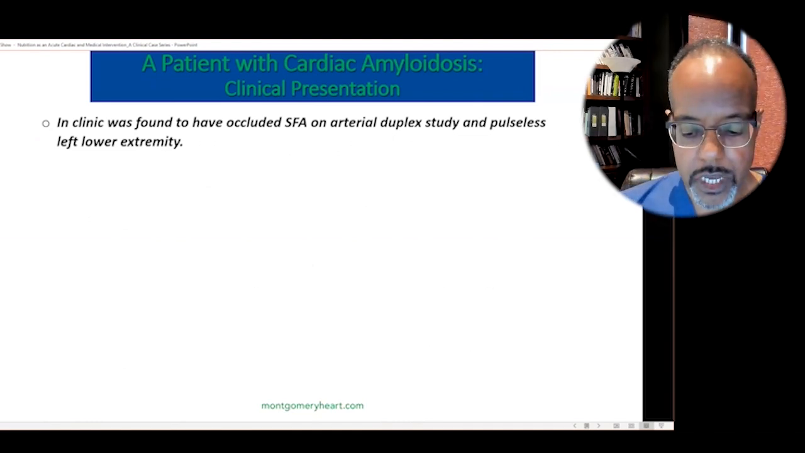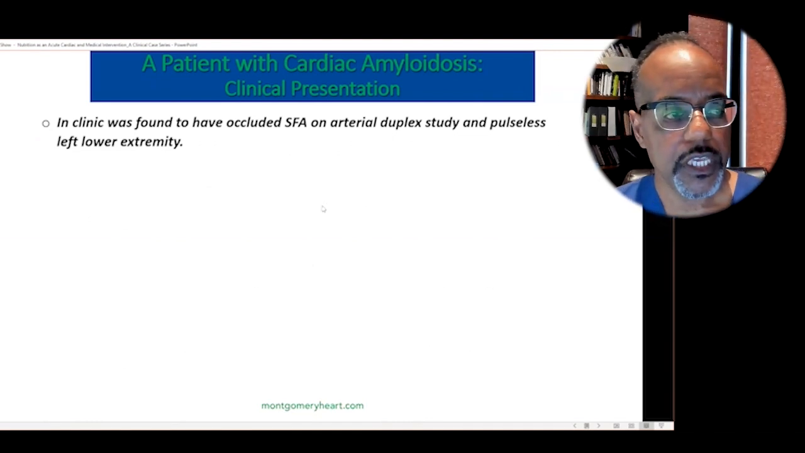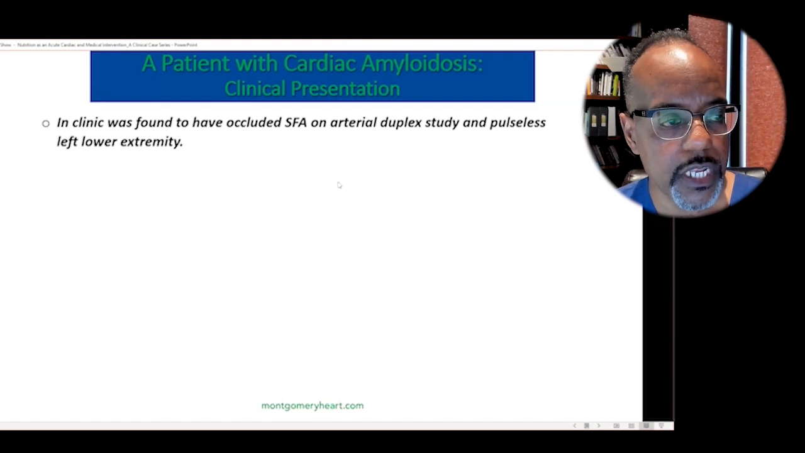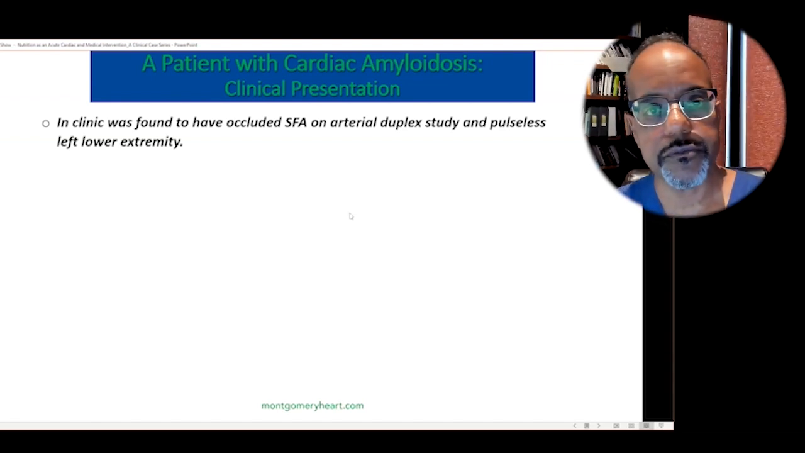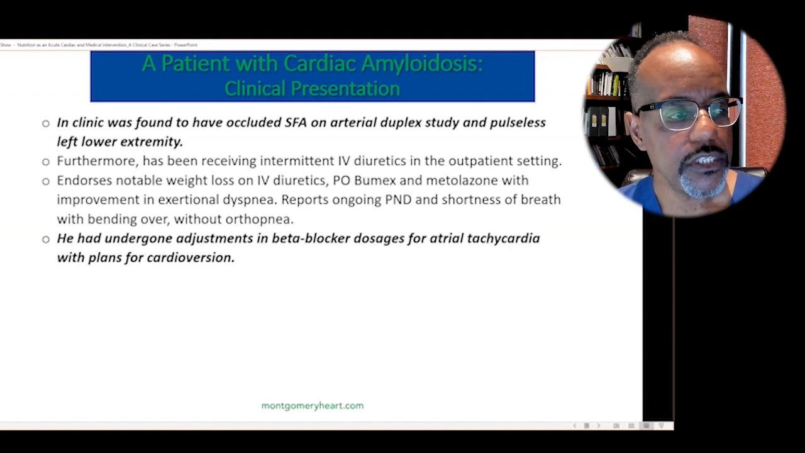So we did an ultrasound, a Doppler study in the office, and found that one of his arteries on the left was occluded. And we didn't see pulses in the left leg. So this constituted an emergency to admit the patient to the hospital. So we did admit him.